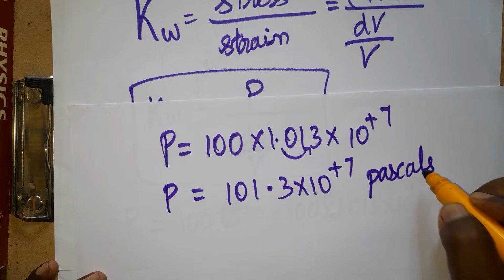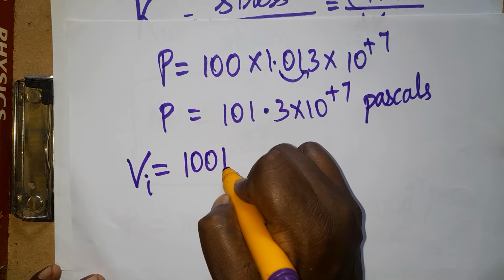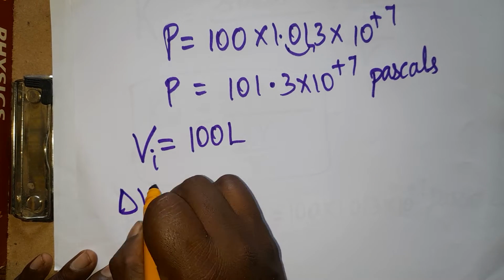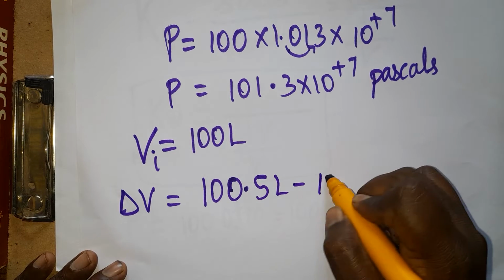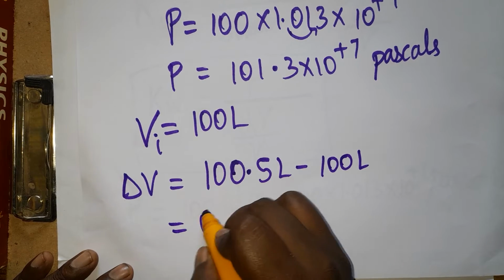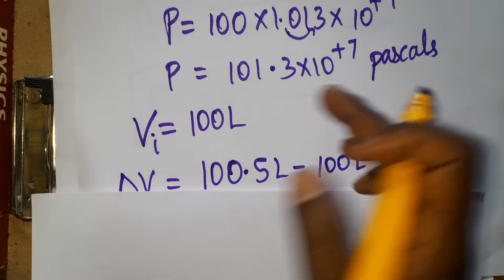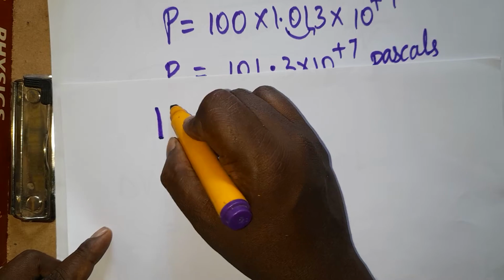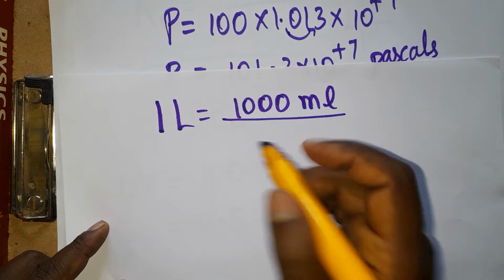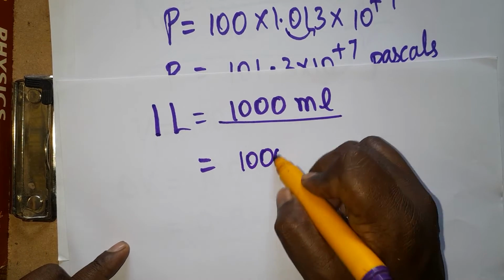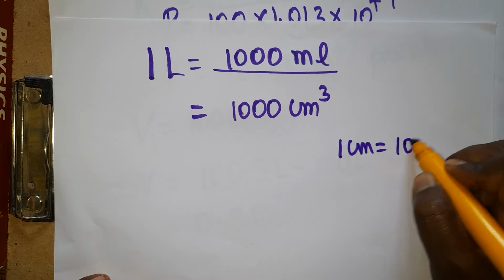Now the next one, volume. The initial volume we take as the original volume, 100 liters. The volume is increasing to 100.5 liters, minus the initial 100 liters, so the change in volume is 0.5 liters. Here also we don't have the SI unit, so we have to find it. 1 liter is 1000 ml, and 1 ml is 1 centimeter cube. 1 centimeter is 10 power minus 2 meter.